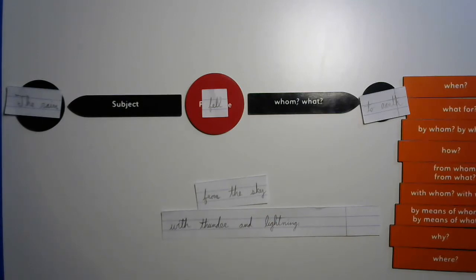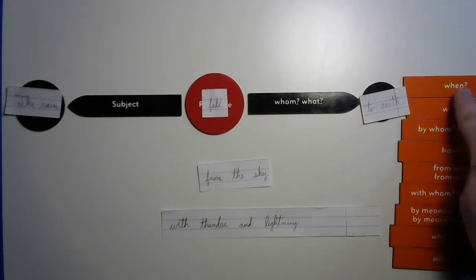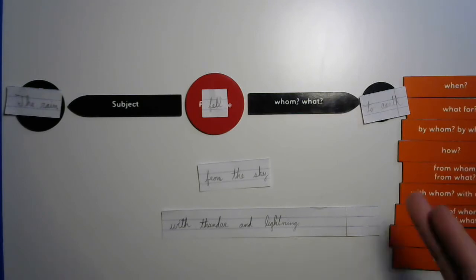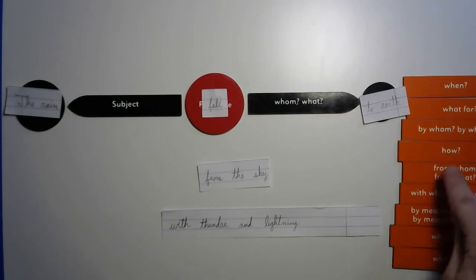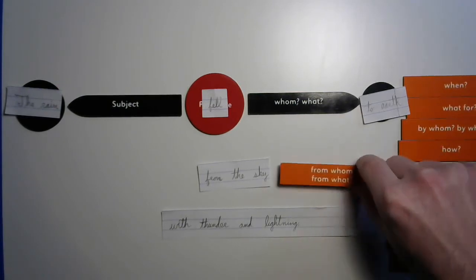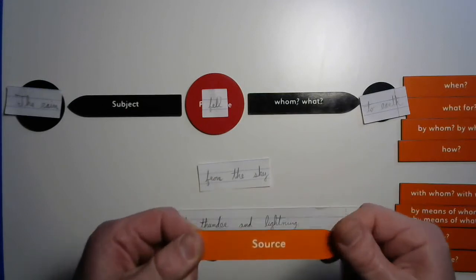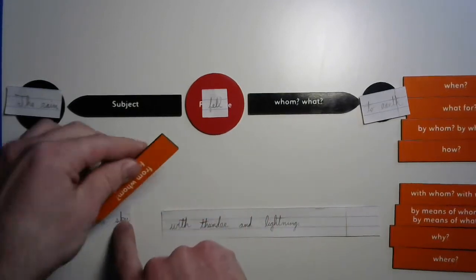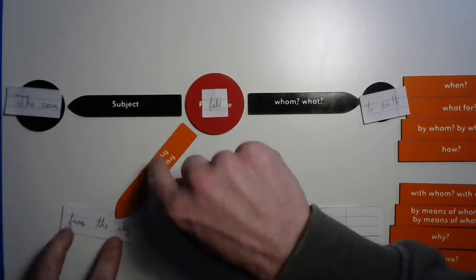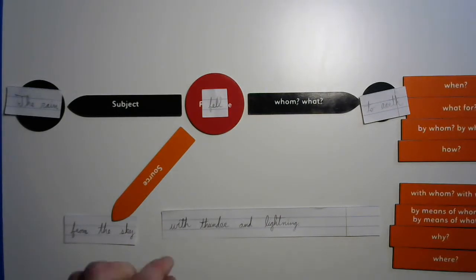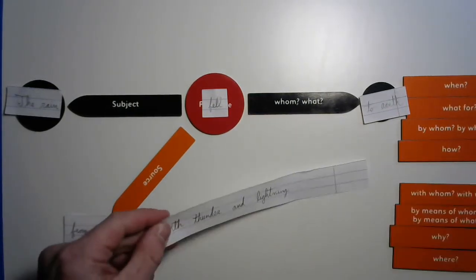Let's see. From the sky. Is that a when? A what for? A by whom or by what? A how? From whom or You're noticing that word from, aren't you? From whom, from what? And that's the adverbial extension of source. Wow. Well, we know that the rain fell from the sky. The source of the rain was the sky, but what about with thunder and lightning?